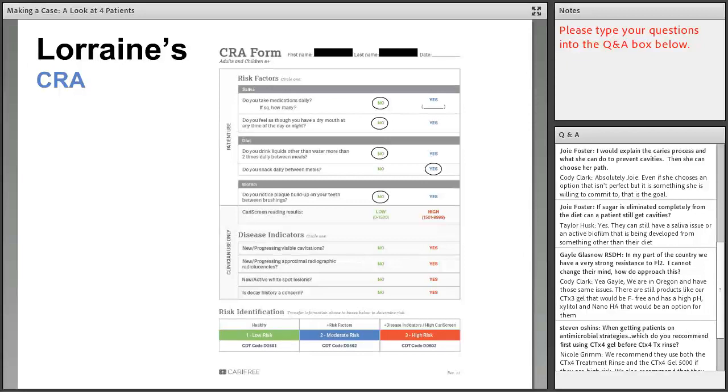So she's answered no on all those questions except for that. She has a low Caries screen score. She has no disease indicators. So let's go back to the Caries risk assessment form. What is your diagnosis here?